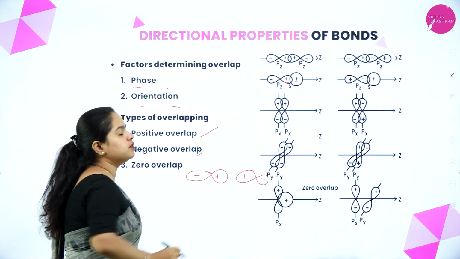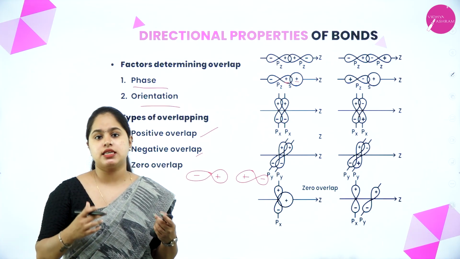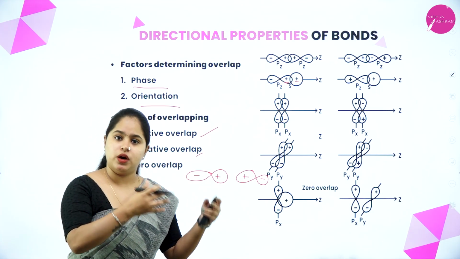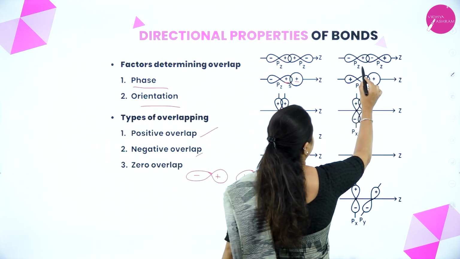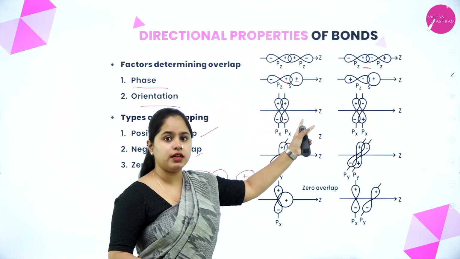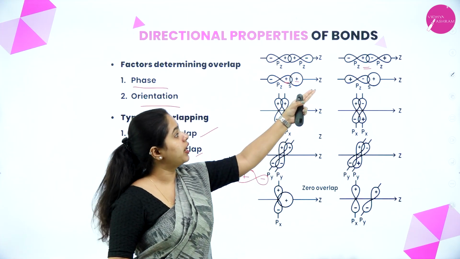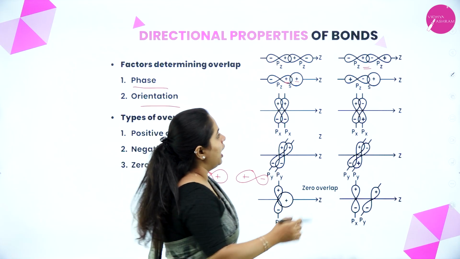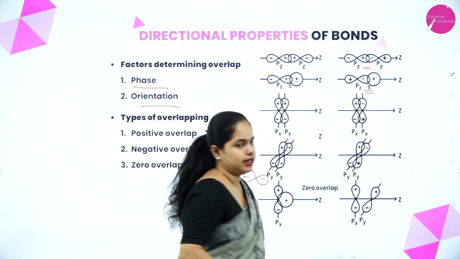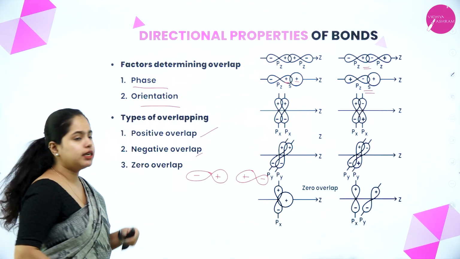Now what is negative overlap? Yes, when the phase is different, that is, one will be positive and one will be negative. You can see here that in the first orbital, the positive phase is overlapping with the negative phase of the other orbital, and in this case also. That is negative overlap.